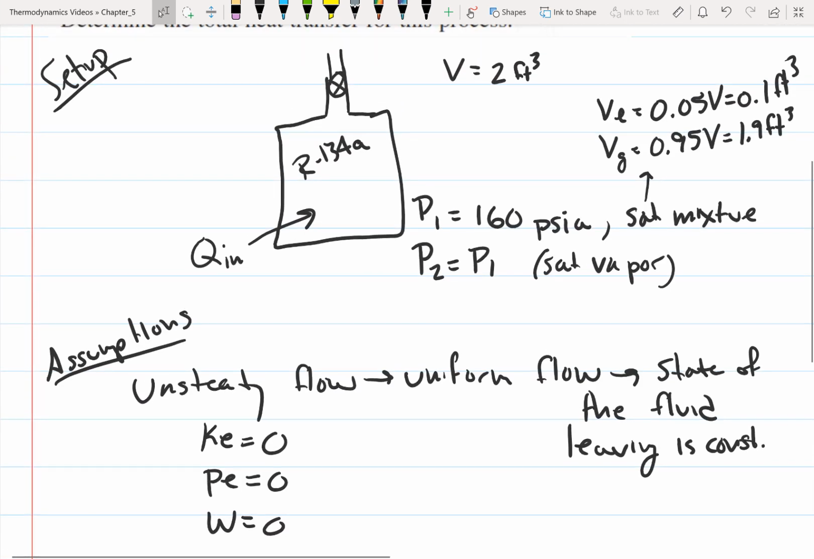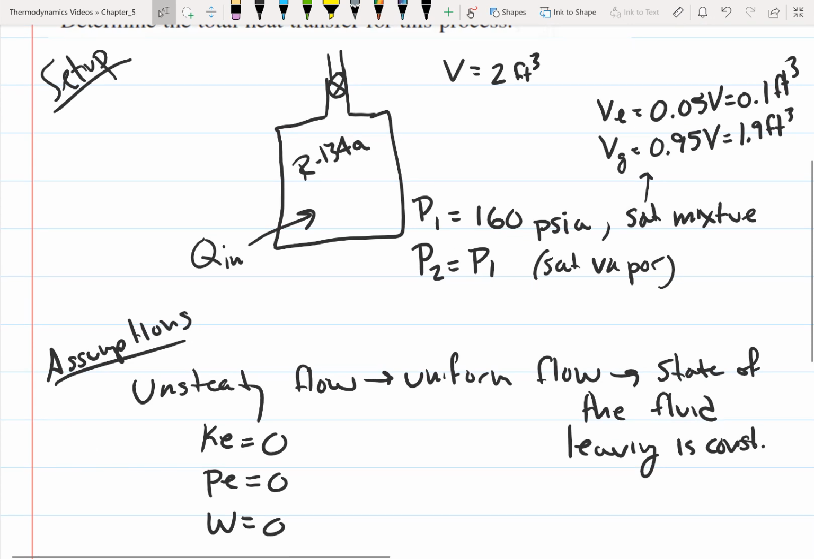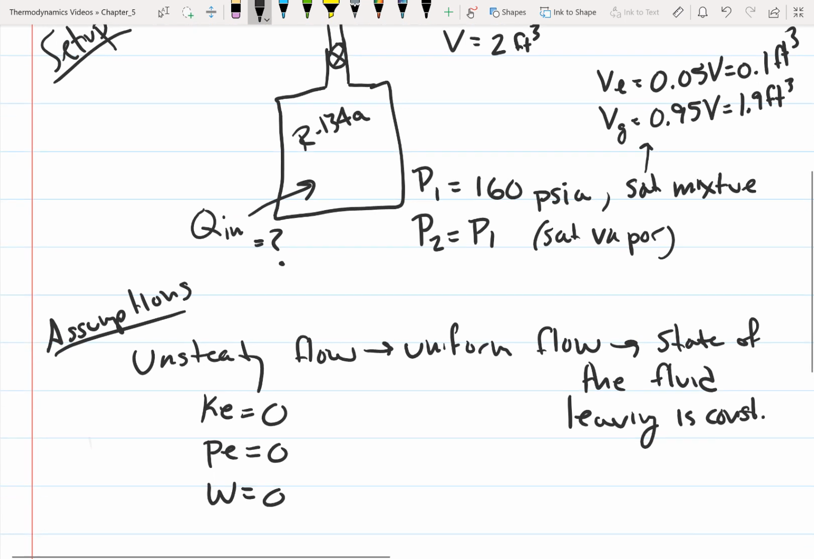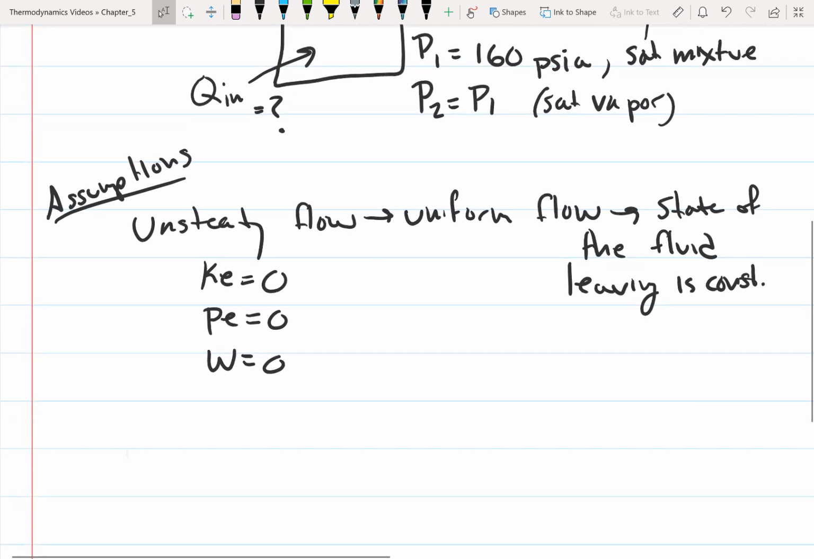So we have our problem set up and our assumptions. Actually, what is it that we're looking for? Determine the total heat transfer, so we're looking for Q. Basically we need to know how much heat we need to add to keep the pressure in the tank constant while we're discharging some of the refrigerant.